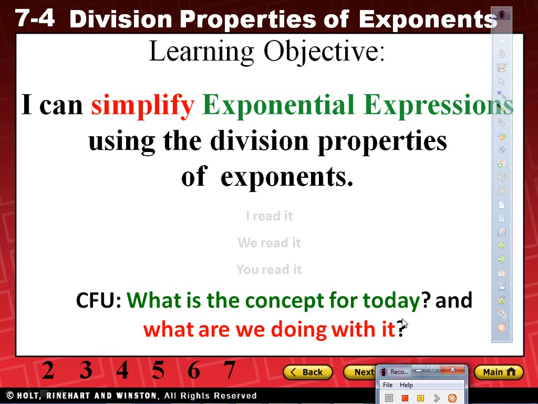Simplify exponential expressions using the division properties of exponents. Read together. 1, 2, 3. I can simplify exponential expressions using the division properties of exponents.